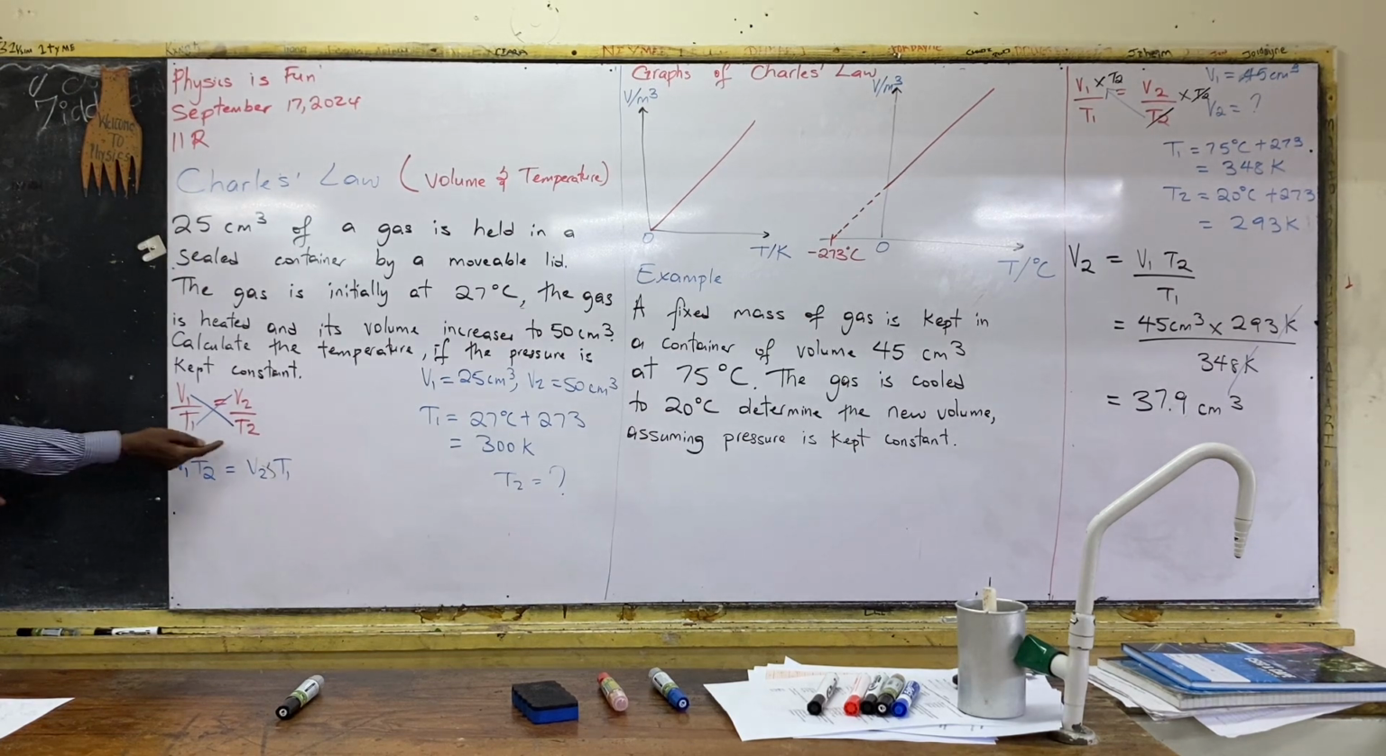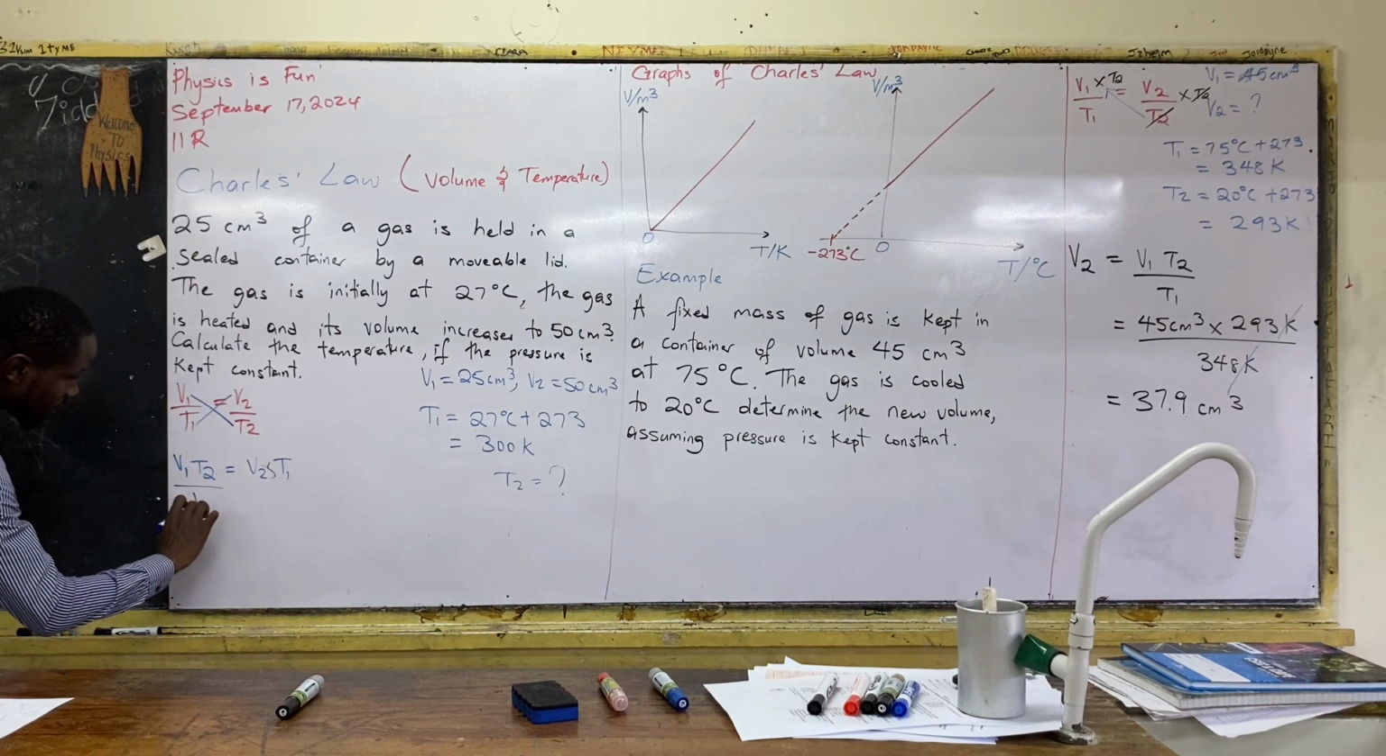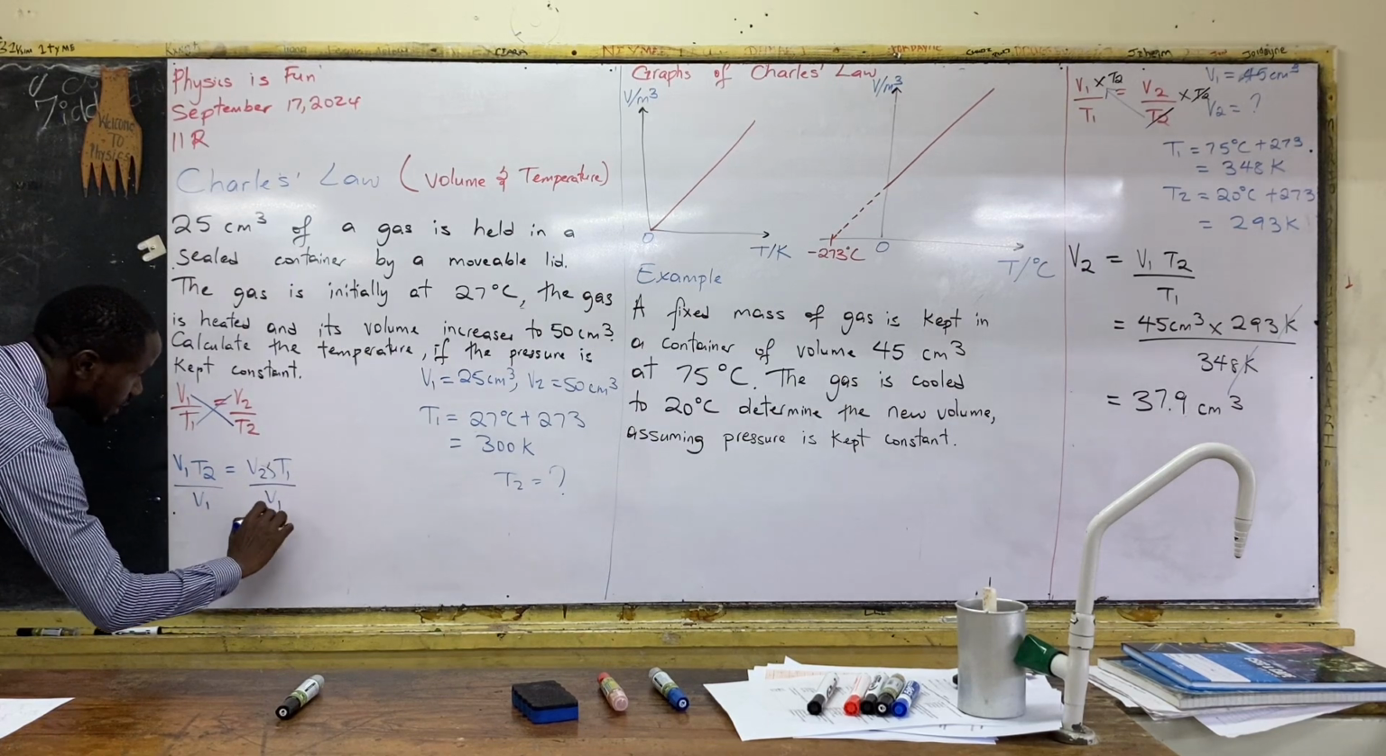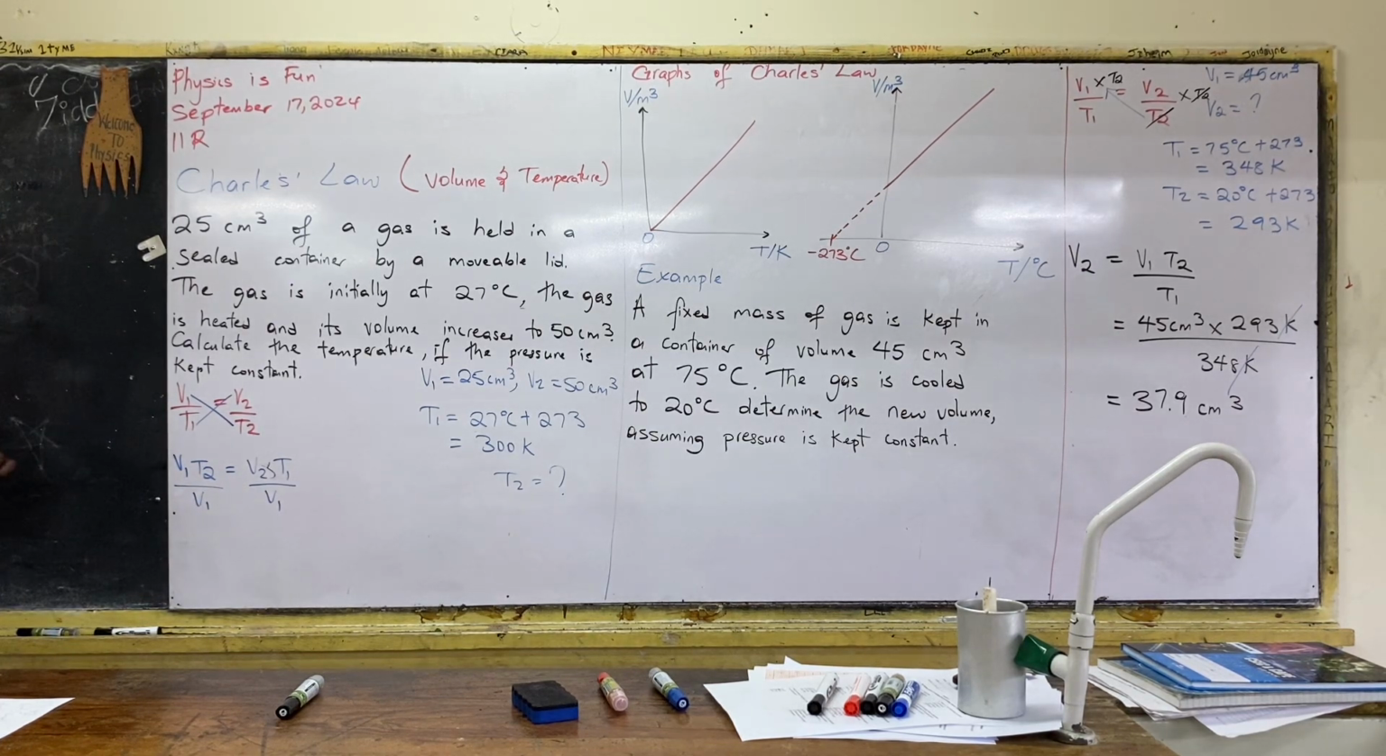When we cross multiply, the T2 multiplies V1 and the T1 multiplies V2. So we get this right here, but again we're trying to find T2. So we can divide this one by V1, divide this one by V1, so we see this cancelling that.